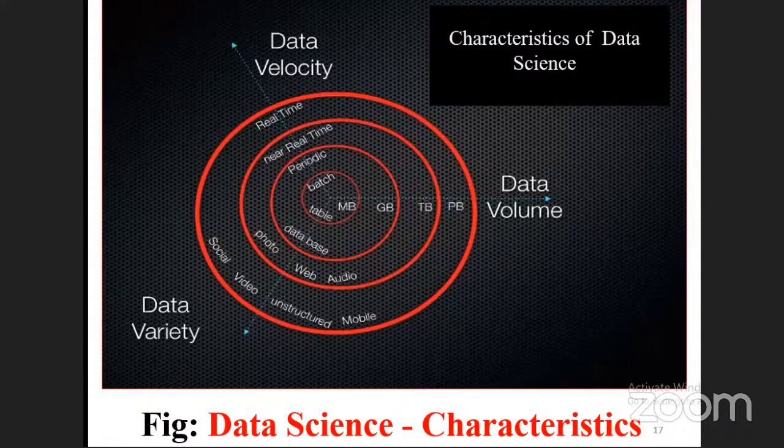There are three important characteristics of data science. Data volume: what is the size of the data we are handling in the real-time environment? Data variety: how many types of files we are handling in the real-time environment? Audio, video, text, graphics, animation, etc. Data velocity: what type of databases we are handling? Batch processing, periodic data, near-time data, real-time data, legacy data, old data.